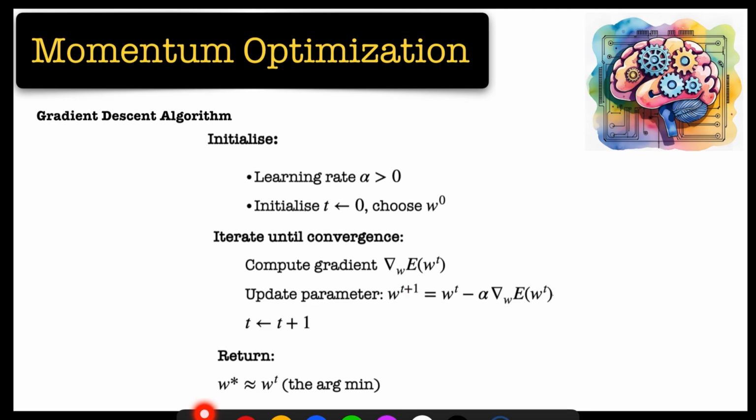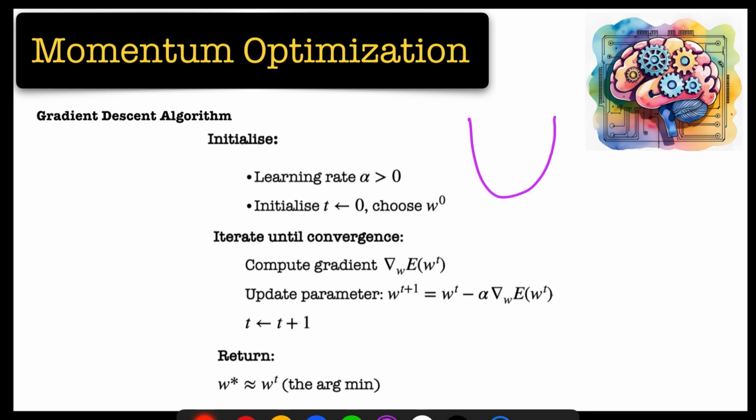W(t+1), that is the weight at iteration t+1, is equal to W(t) minus alpha times the gradient of the error at iteration t, the previous iteration. And we increment the iteration and do this until convergence. So our target is to minimize the error or loss.